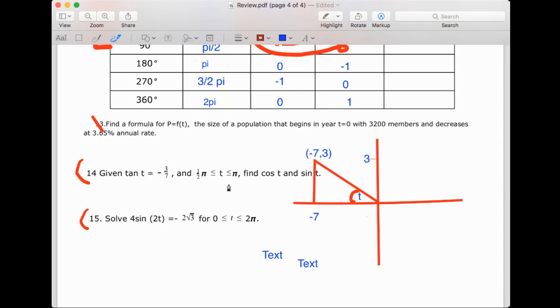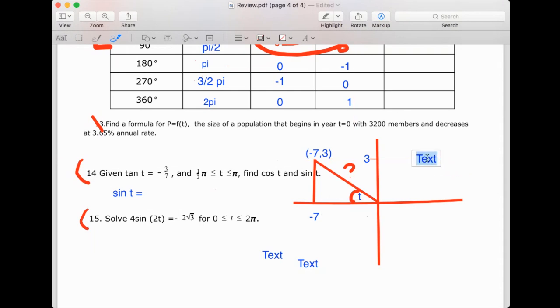All right, now what do we have to do? We need to find cosine t and sine t. We can go by the definition. So how is sine t defined? It's opposite over hypotenuse. Oh, we don't have the hypotenuse, right? So we need to solve for the hypotenuse. How do we find this hypotenuse? By the Pythagorean theorem.